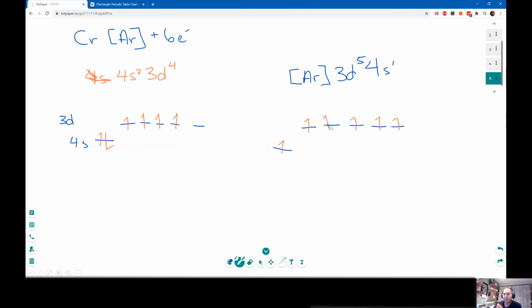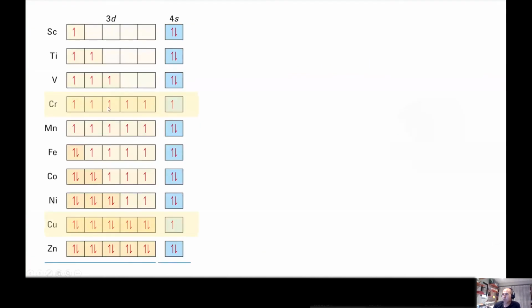Magnetic behavior of elements is dictated by their electron configuration. And what that means is elements that have unpaired electrons are attracted to external magnetic fields, and elements that don't have unpaired electrons are repelled by external magnetic fields. And the magnitude of that attraction is related to how many unpaired electrons there are. So chromium is one of the exceptions, and copper is the other one.